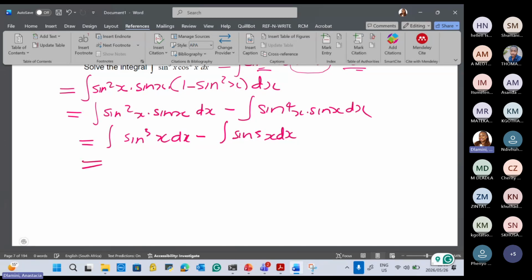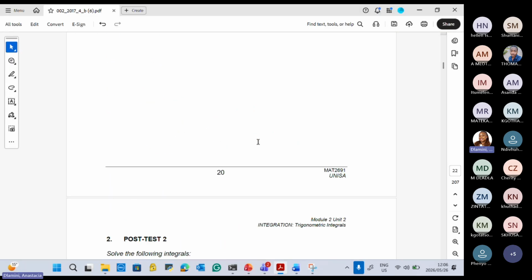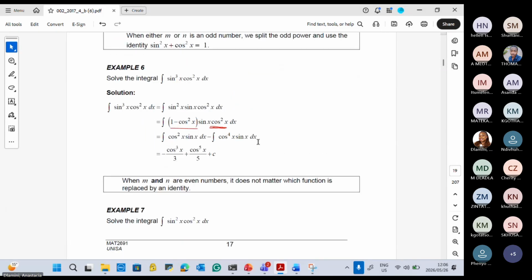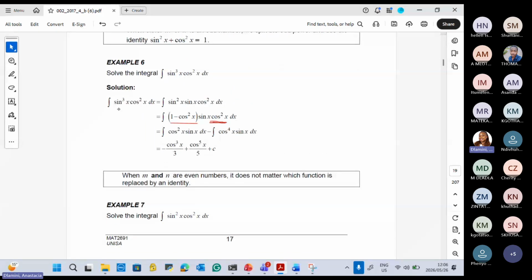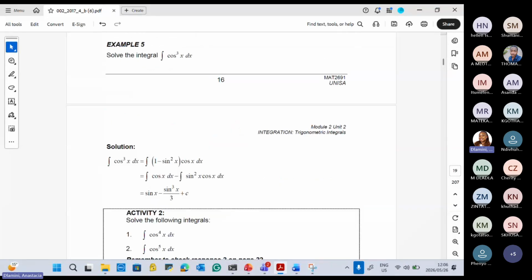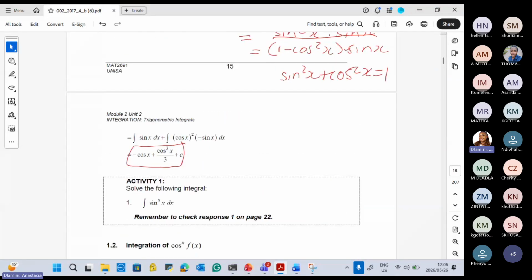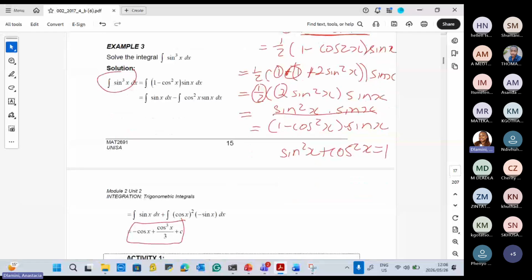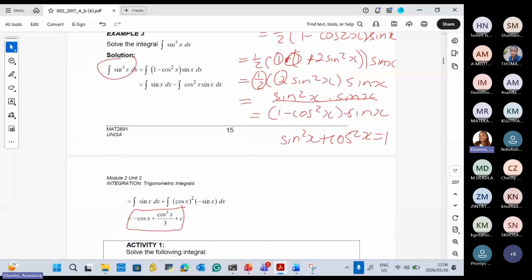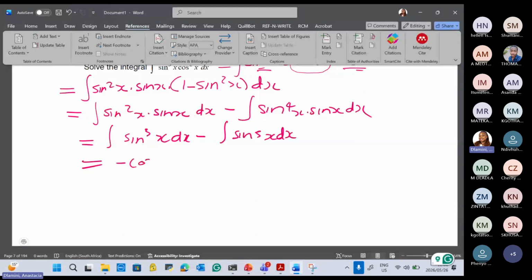So we know the first one. We did it. It was here. It's this one over here, right? No, it's not this. The integral of sine to the power of 3, where is it? It's this one over here. Negative cos of x plus cos cubed x over 3, right? We covered this one. The answer is on page 22.